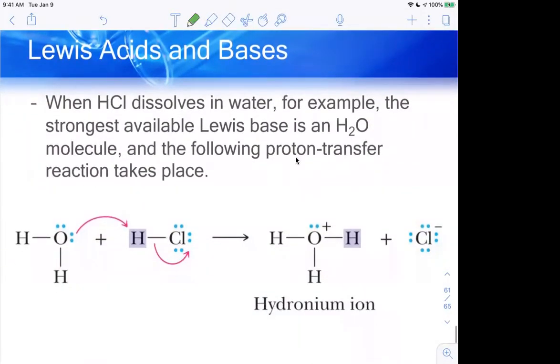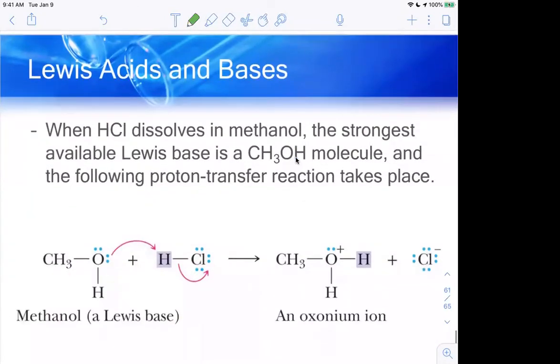When HCl dissolves in water, the strongest available Lewis base is a water molecule, right? And then this is going to be the proton transfer reaction. This is donating an electron pair, and this is accepting an electron pair. So this is the Lewis base, and this is the Lewis acid. Again, it's a little bit different perspective from the other two acid-base theories.